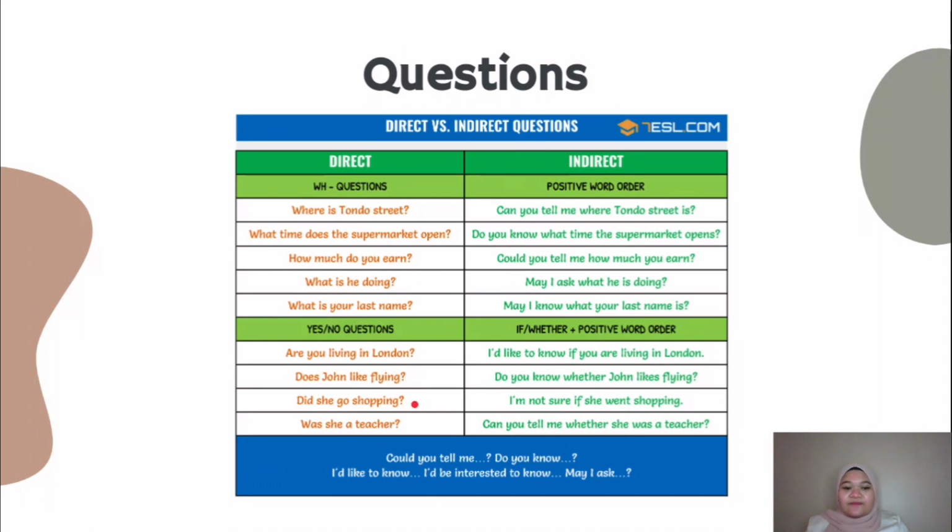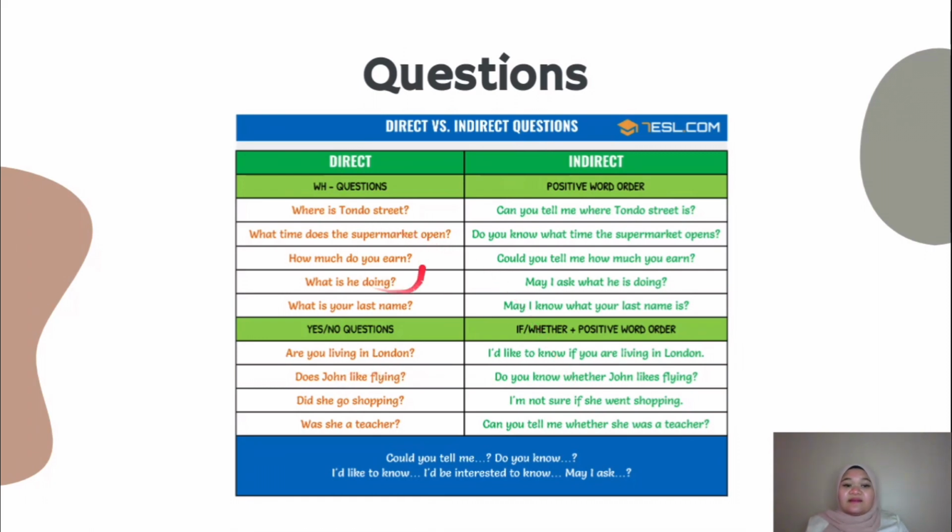Number 3, did she go shopping? We change to, I'm not sure if she went shopping. And the last one, was she a teacher? When it comes to indirect speech, it will be, can you tell me whether she was a teacher? Okay, class, can you see that? There's a slight difference between the direct questions and indirect questions, right?